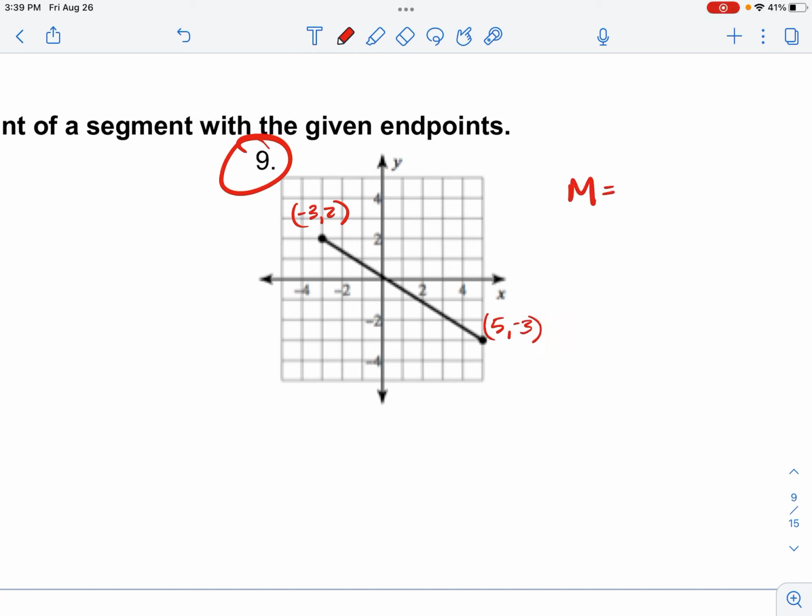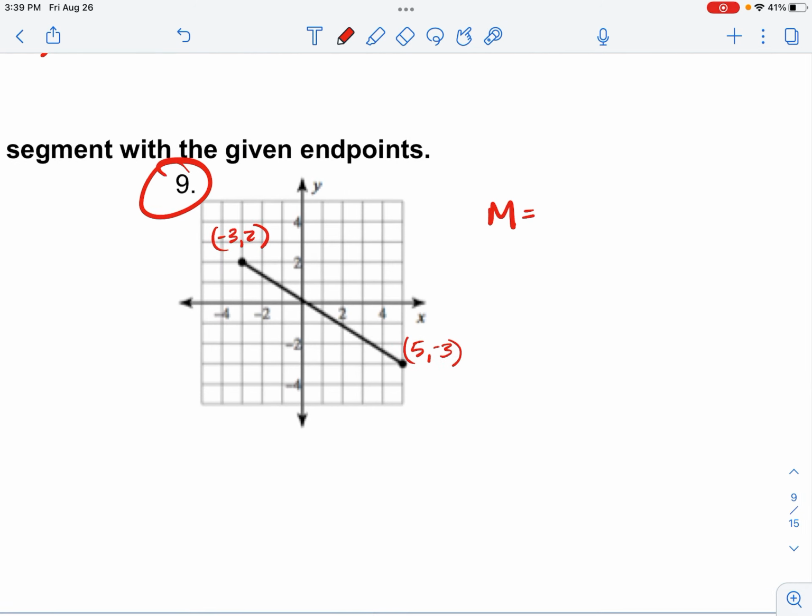And now we could do our midpoint formula. So we would do negative 3 plus 5 all over 2. So this is our x value. And then we would do our y value. So our y value, starting with this left point, make sure you start with the same point, 2 plus negative 3 all over 2. And 2 plus a negative 3 is equal to negative 1. Cut that in half. This is also negative 1/2.